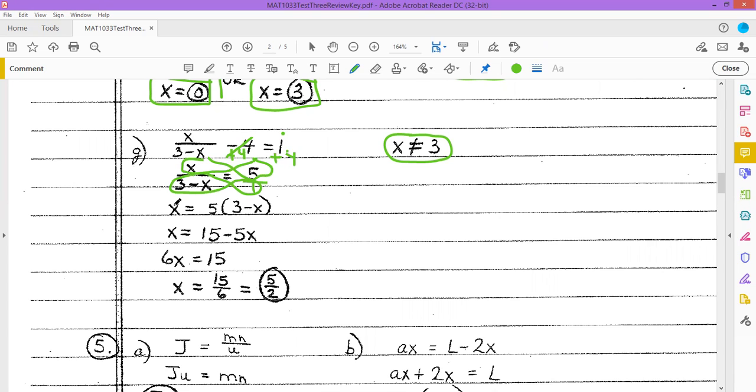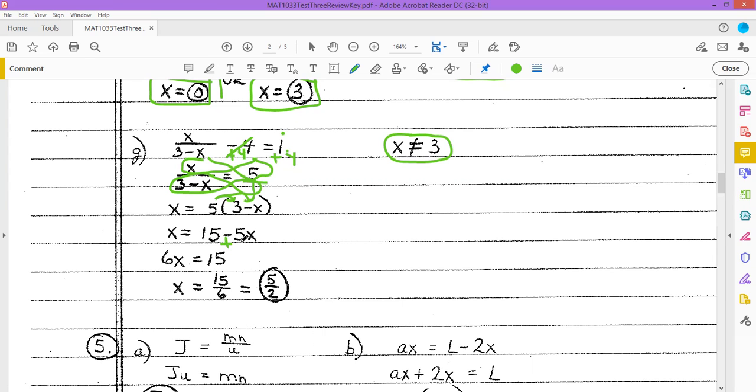x times 1 gives us x. Put the equal sign and the opposite product, 5 times 3 minus x. On that right side, we got to distribute. 5 times 3 gives us 15, and 5 times minus x gives us negative 5x. Carry down your x on the left side and your equal sign.